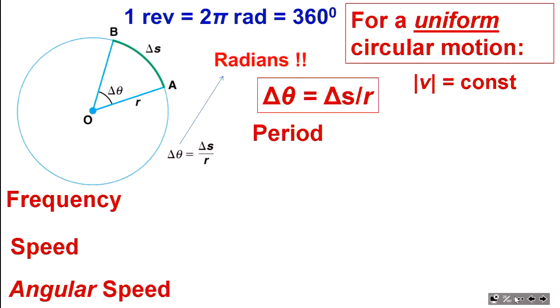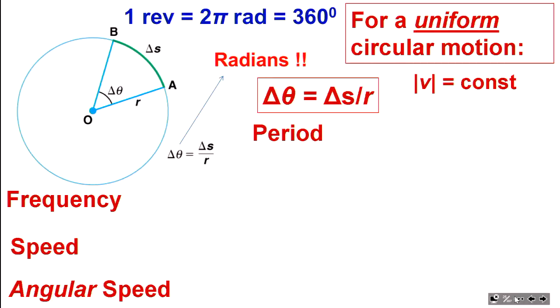When we keep spinning it, we can count how many revolutions it makes in a second. That's what we call frequency. And then for each part of this, for each point particle of this large object, we can introduce the speed, which is distance traveled over time, and relate it with angular speed. That's what we're going to do right now.